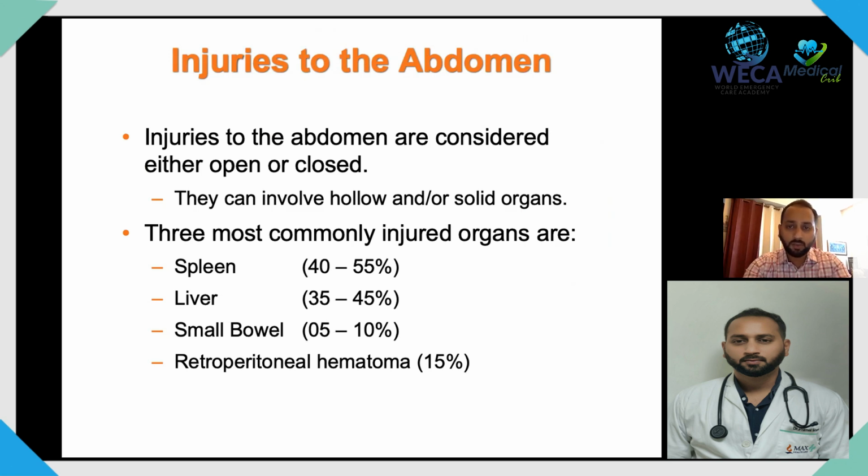Injury to the abdomen broadly can be classified as open or closed. We will be speaking mostly about the closed injuries due to blunt trauma. Both open and closed injuries can involve hollow and solid organs, either one of them or both. The most commonly injured major organs are the spleen, liver, and small bowel, in that order. And in around 15% of patients, we can see retroperitoneal hematoma, which again poses a challenge.